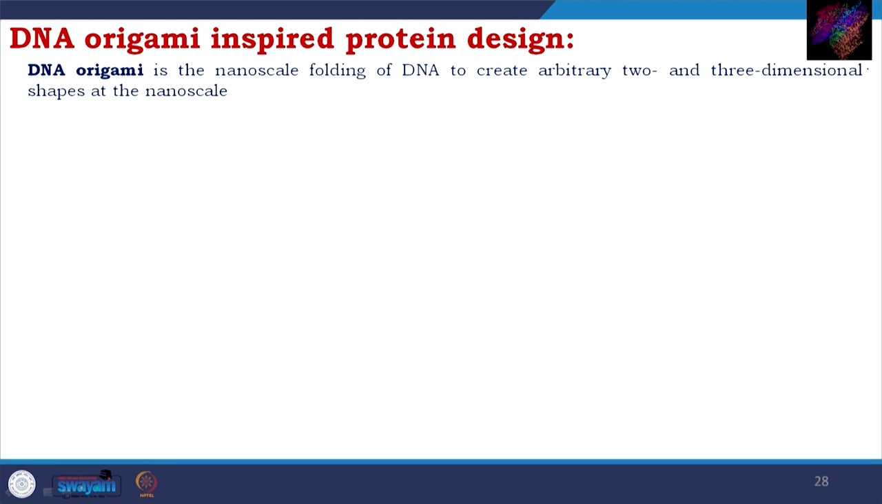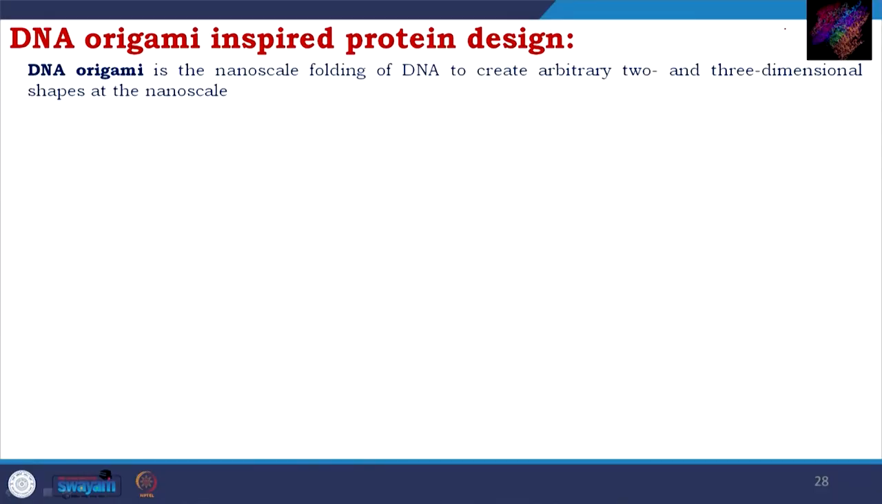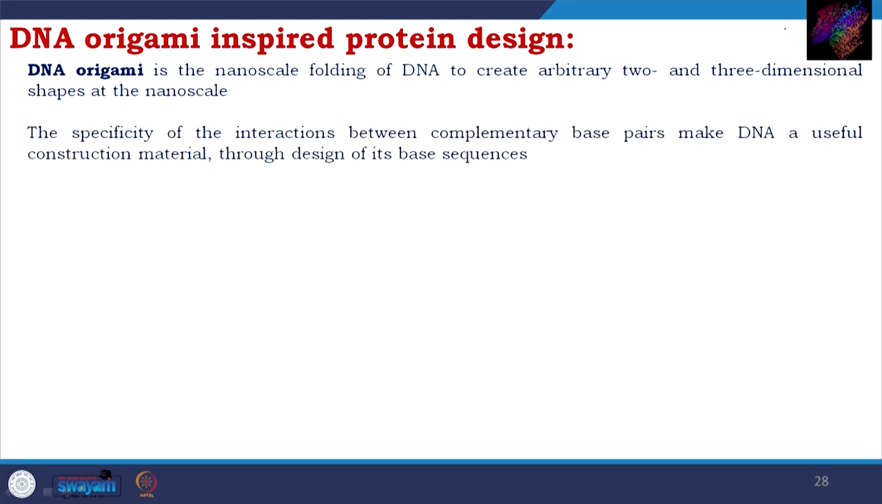So, DNA origami is the nanoscale folding of DNA to create arbitrary 2- and 3-dimensional shapes at the nanoscale. As you know, DNA is a 1D nanomaterial. If you take small fragments, you make it a 0D nanomaterial. Now, you could develop DNA origami where they would be coming together. The key to this is the specificity of the interaction between complementary base pairs, which make DNA a useful construction material through design of its base sequence.